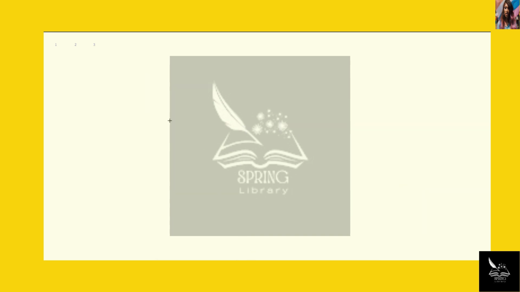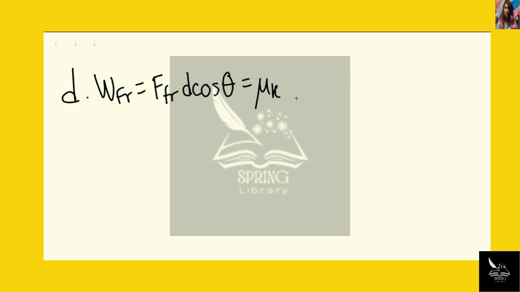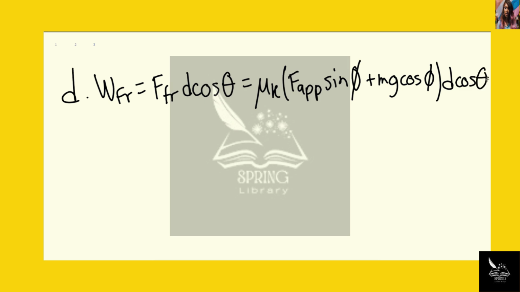And then lastly, for part D, we want to find the final velocity. So we can say that the work done by friction is equal to the frictional force times the distance cosine of theta. And this is going to equal the coefficient of kinetic friction times the applied force sine of phi plus mg cosine of phi, times d cosine of theta.